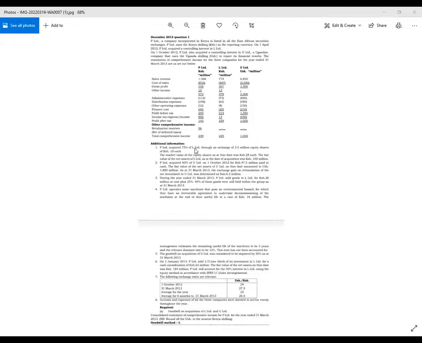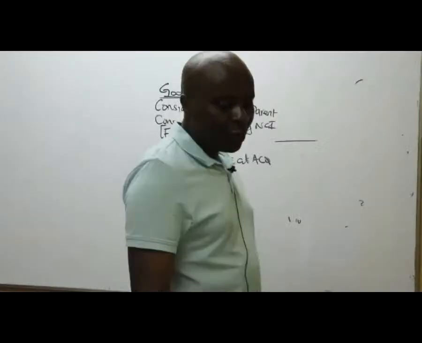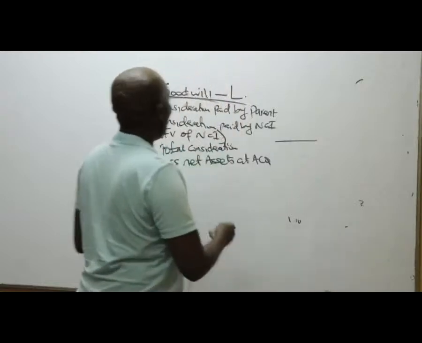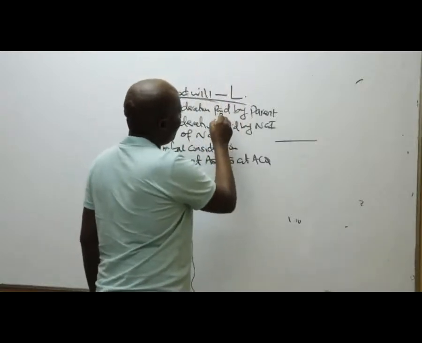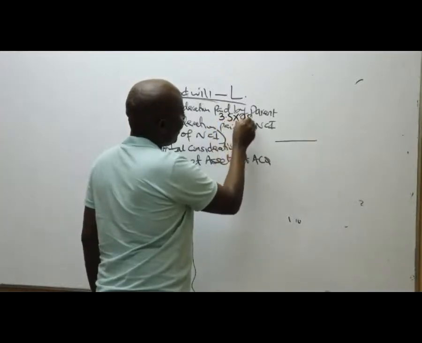But we are concerned with the consideration, the value that was given out by the parent. The market value of the equity shares as at this date was 28 bob. So I'm concerned with this market value. The shares they gave out were 3.5 million and each share was worth 28. Therefore, the consideration paid by the parent will be 3.5 times 28 per share.